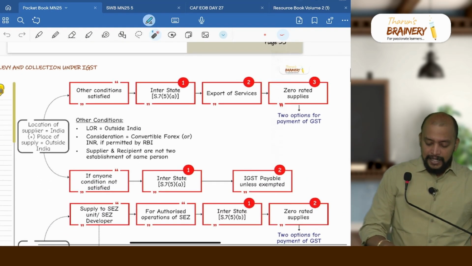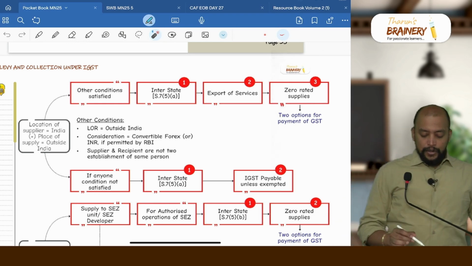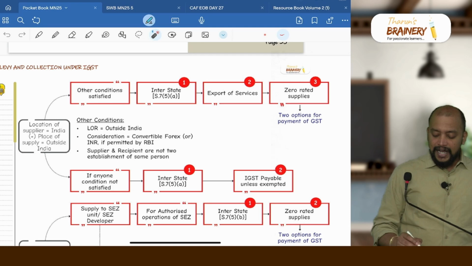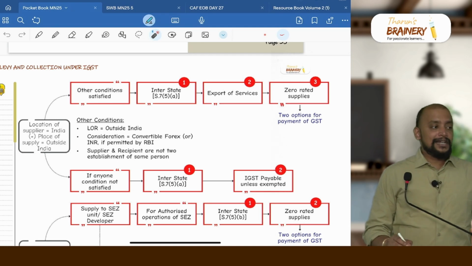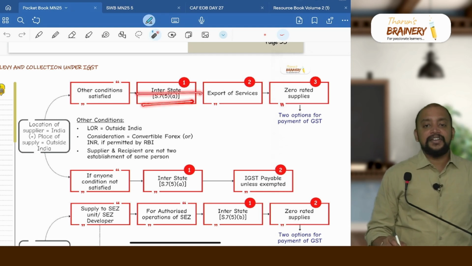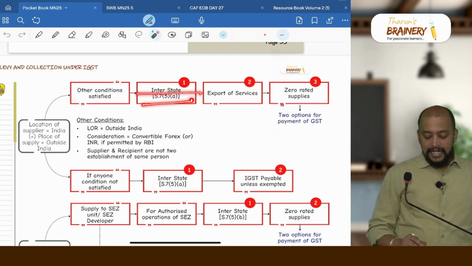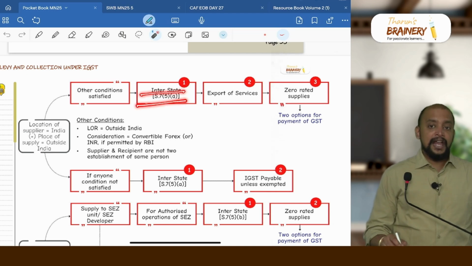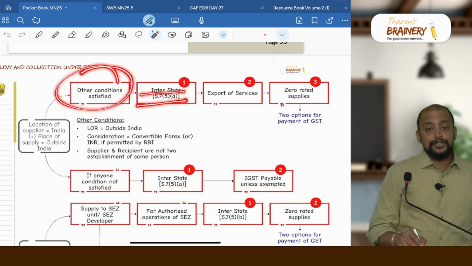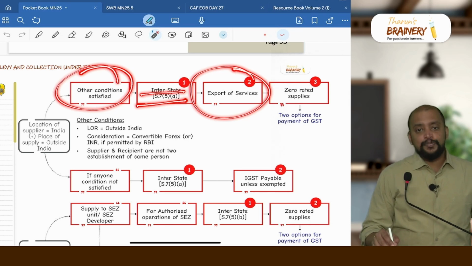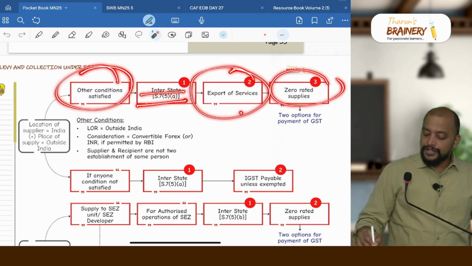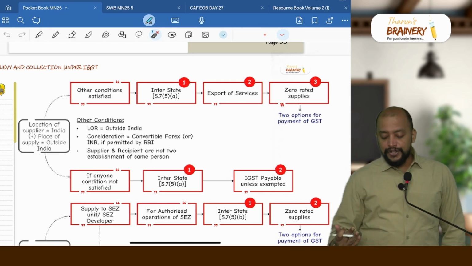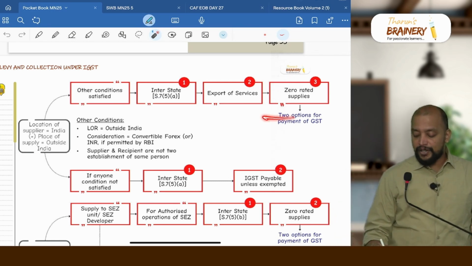And you can see here, this is the interconnection. Location of supplier in India and the place of supply is outside India. And if other conditions are satisfied, then it will become interstate under 75A. Why interstate under 75A? Supplier in India, place of supply outside India. So it will become interstate under 75A. As it is interstate and other conditions also satisfied, it will also become export of services, and it will also become zero rated supplies. So it is interstate, it will become export of service, it will also become zero rated. So two options are available for payment of GST.